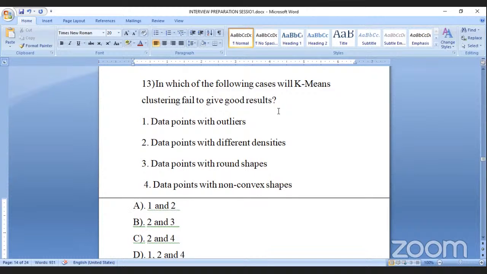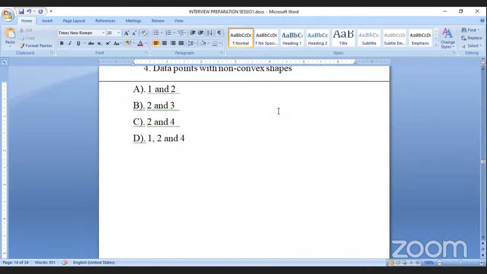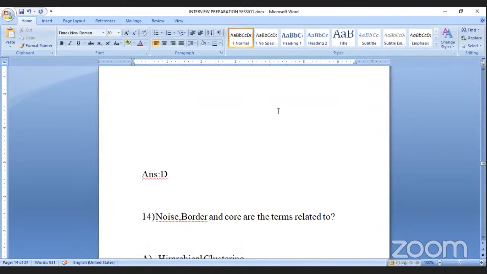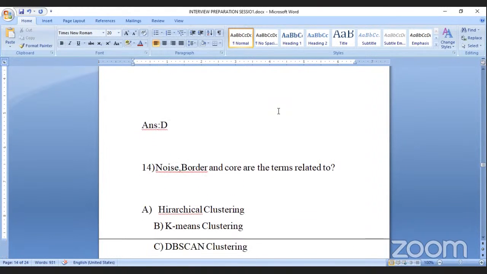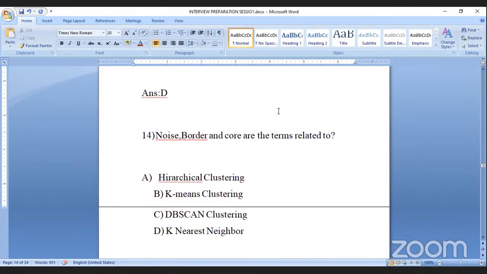Very good. So let's move to another question. Tell me, friends, for the 14th question, noise, border, and core are the terms related to dash. Which clustering? K hierarchical, k-means, DBSCAN, KNN. Noise, border, and core are the terms related to which method, which technique?